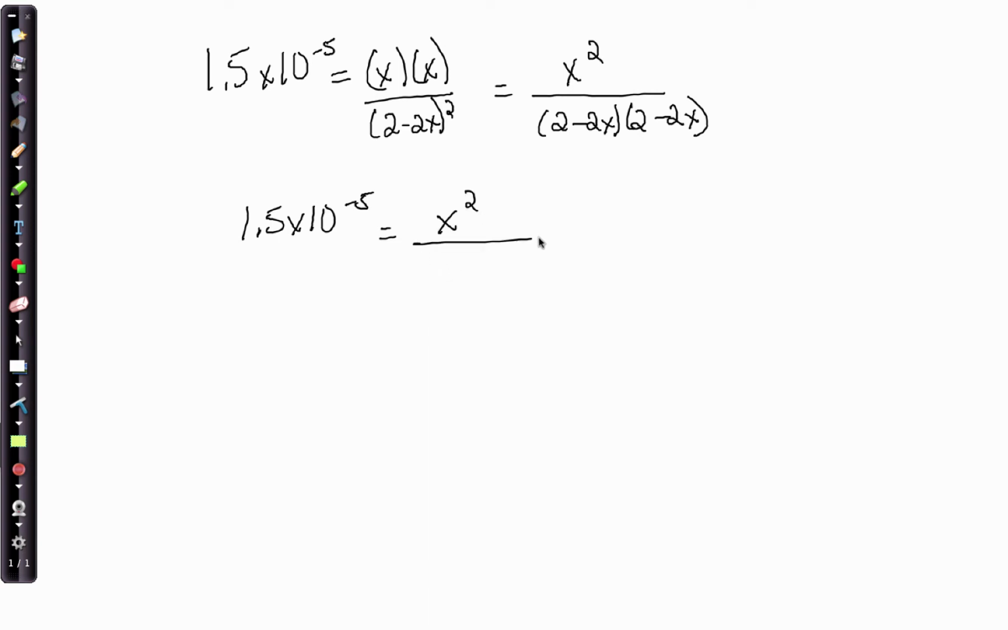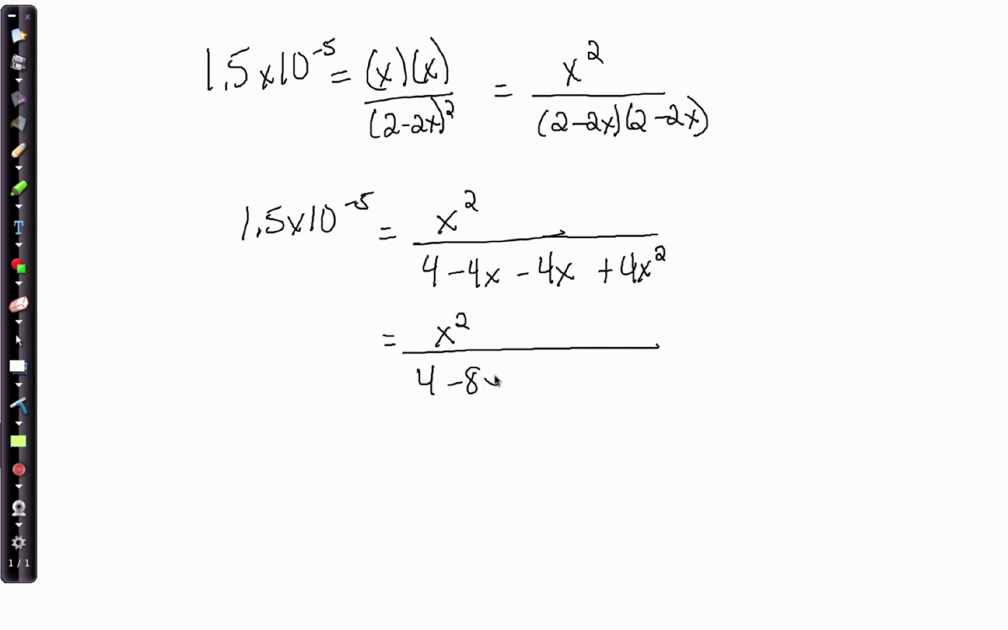So 2 times 2 is 4. 2 times negative 2x would be negative 4x. Negative 2x times 2 would be negative 4x. And then negative 2x times negative 2x would give me a positive 4x squared. At this point I can also combine these together. So 4 minus 8x plus 4x squared. Now let's move this onto the other side, so multiply both sides by this.